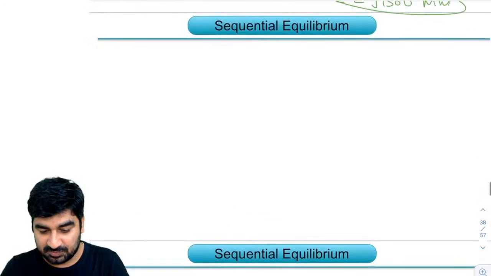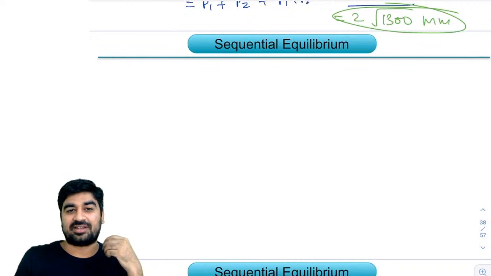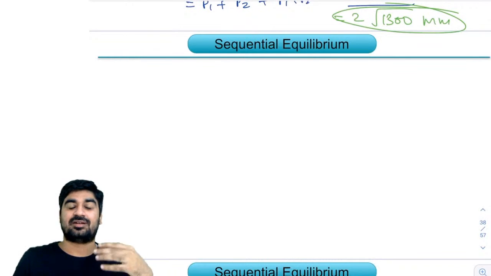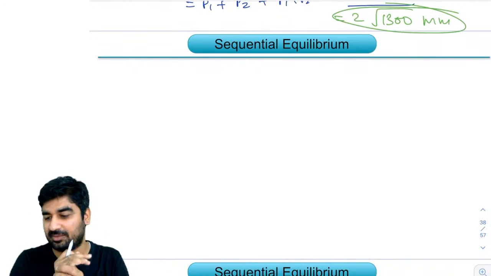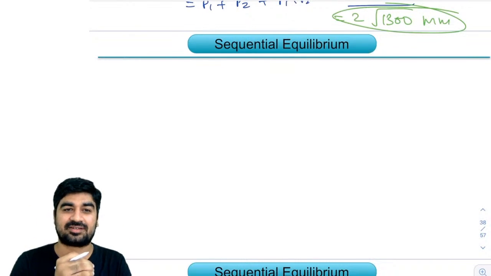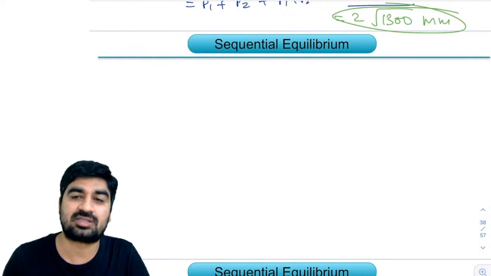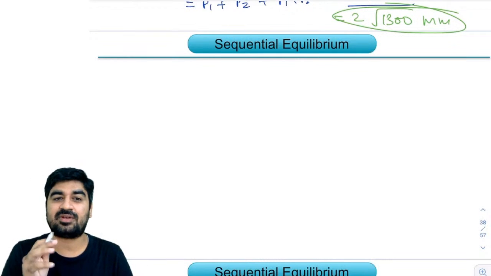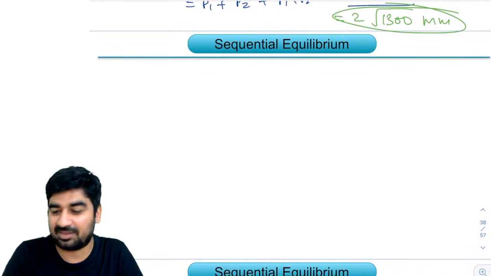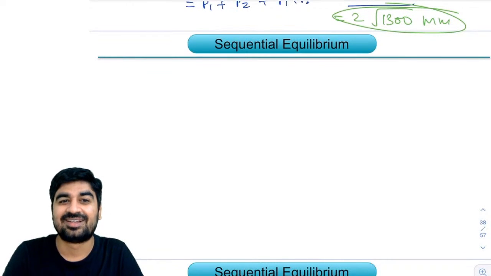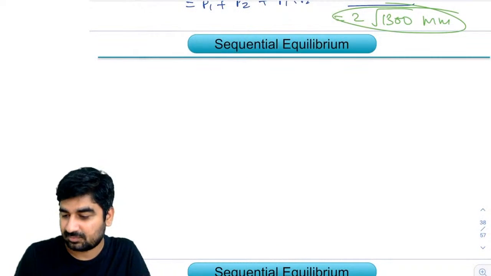So guys, now let's move to the sequential reaction. Now, what is the sequential reaction? Initially, I was taking simultaneous or parallel reaction. Parallel means something that is going parallelly. So, what is sequential here? When I'm talking about the sequential, what is the difference between parallel and sequential? Can anybody tell me? Okay, I will tell you guys.